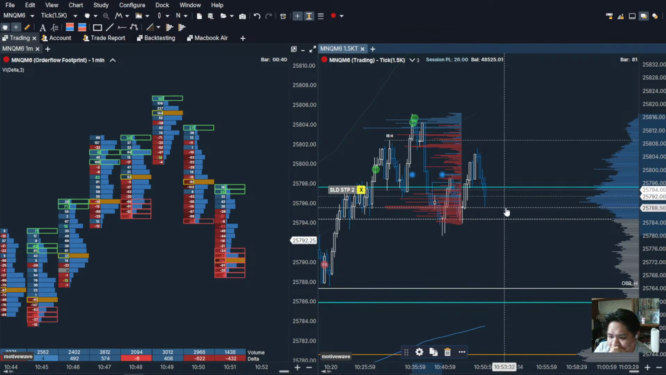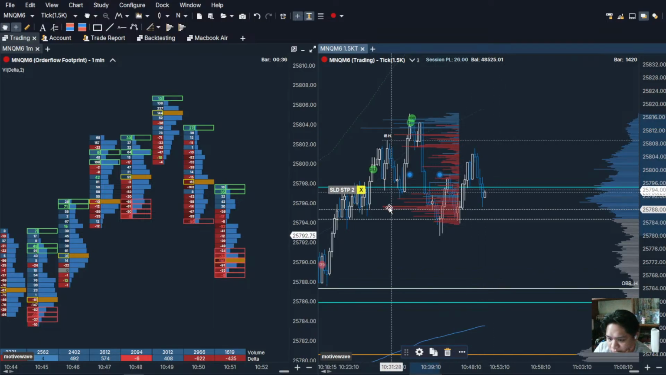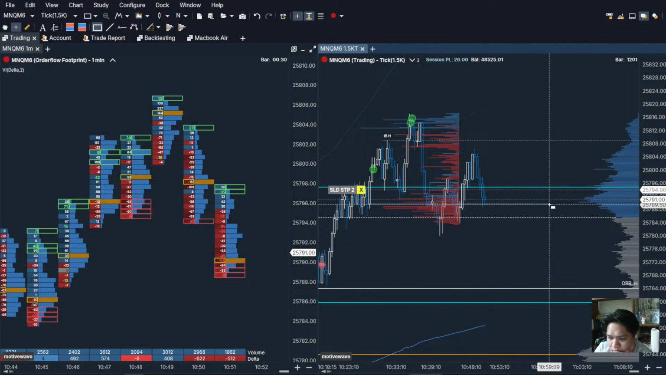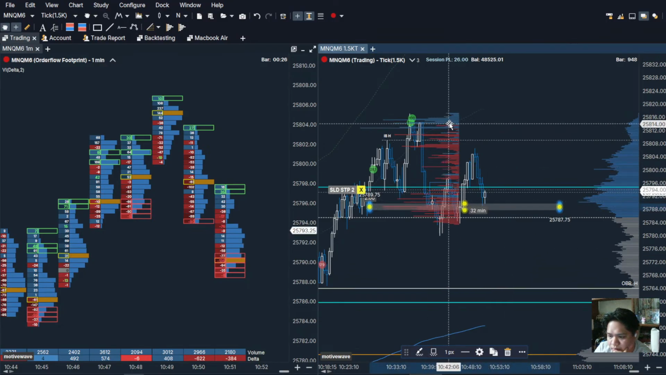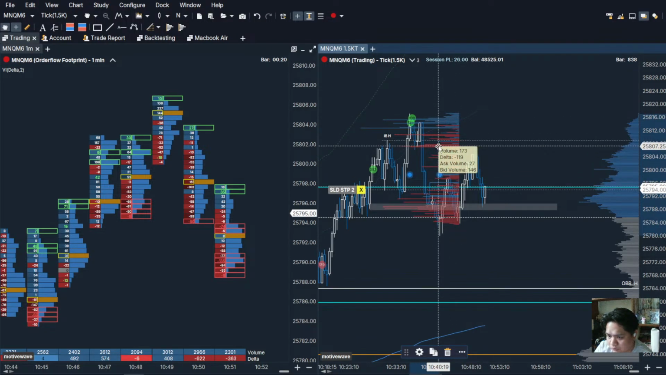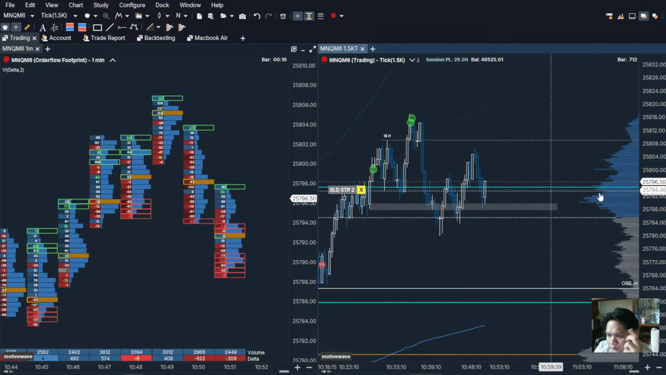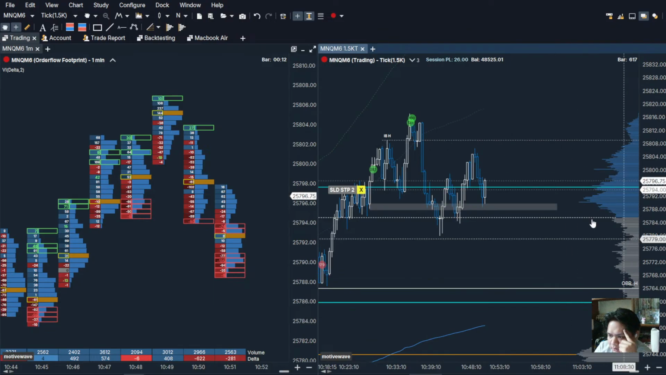Lots of selling here, right? Lots of selling around this area. So if we can close below this level, we might get the market to start selling. Just another FYI, it looks like we're now ranging between this high and this high up here, this node.